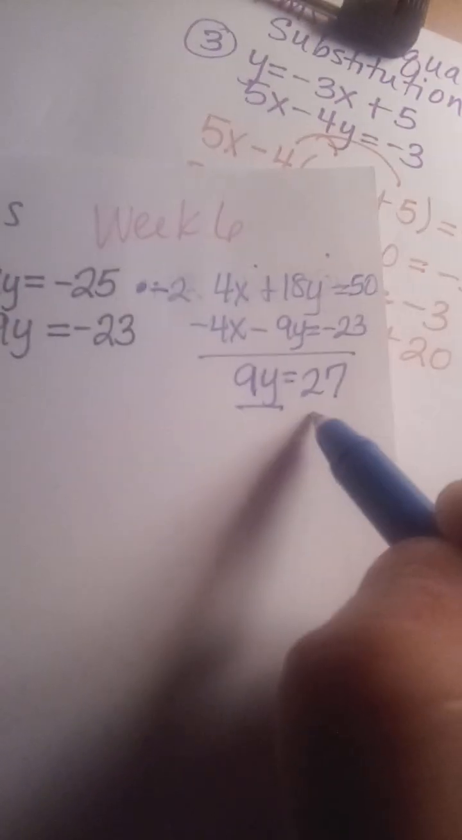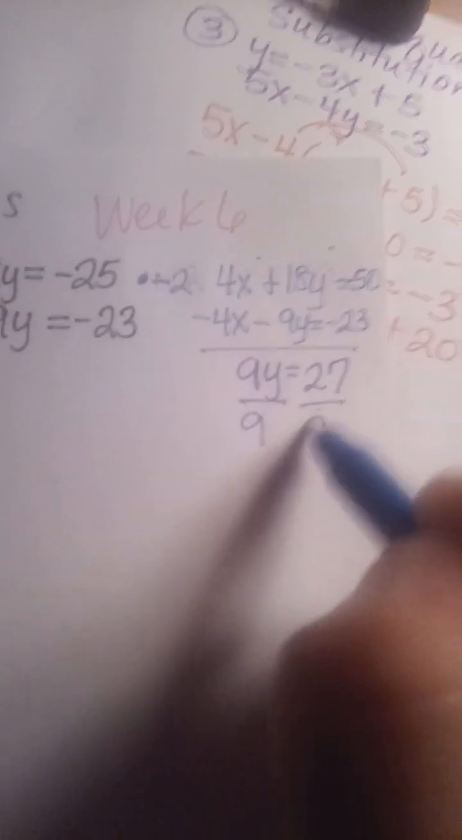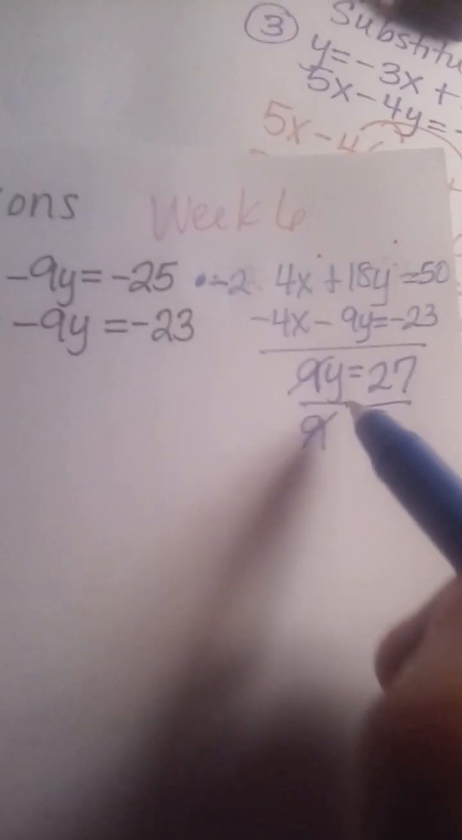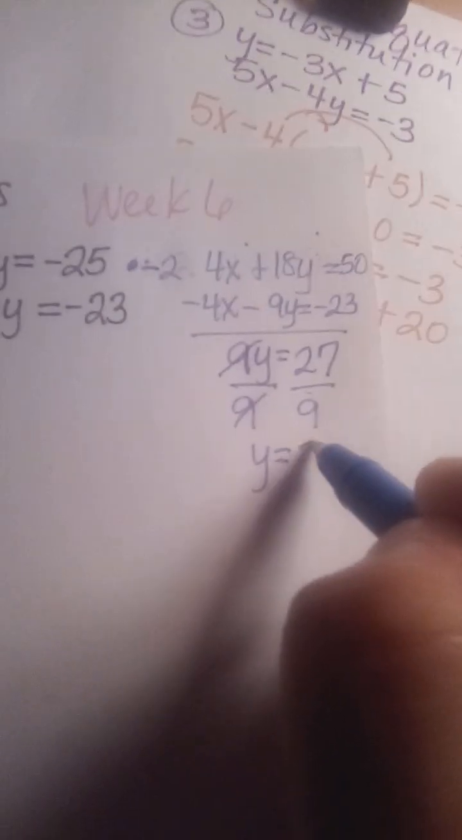Any questions so far on where I'm at? Okay. Then what's in front of the variable, which is 9, we divide 9 on both sides of the equation. Then we cross out the 9s, bring down the y. 27 divided by 9 is 3. We have the y variable.